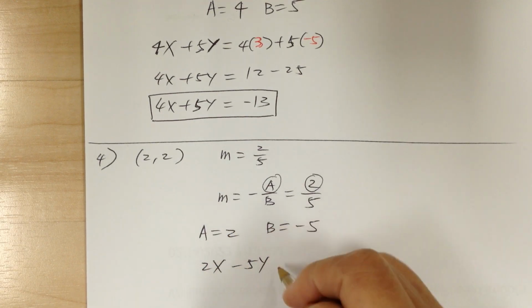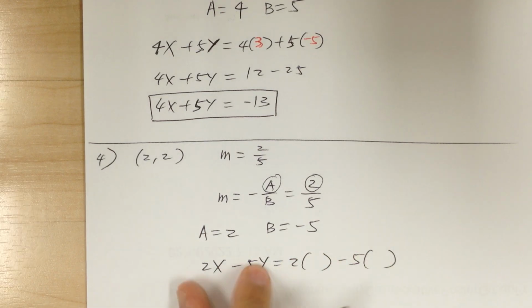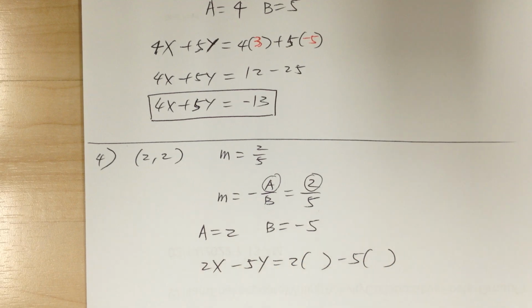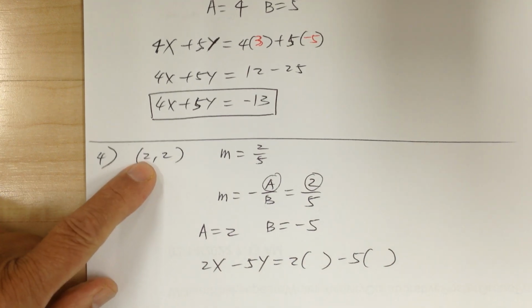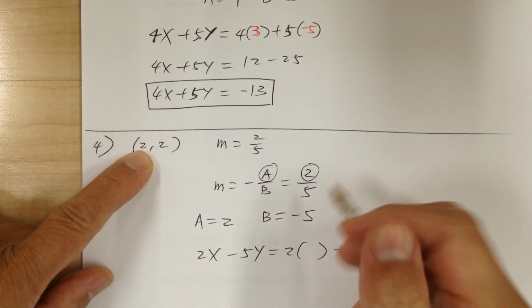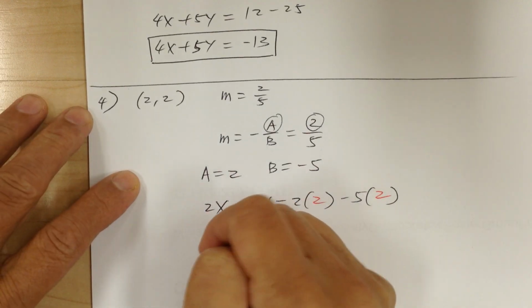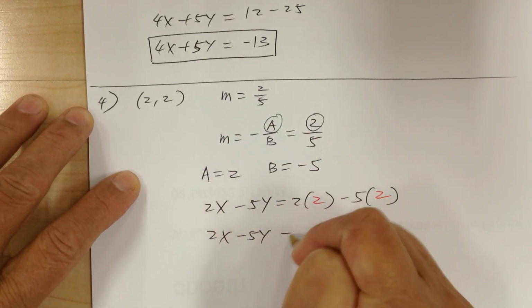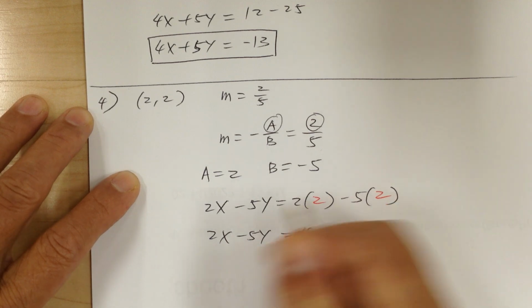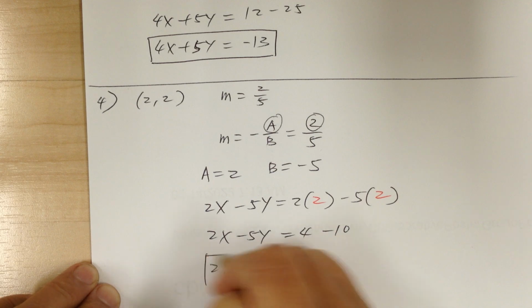2x minus 5y equal to 2 times something minus 5 times something. Whatever you get over here is going to have the same format, and the blank would be the point that you want to go through. You want this line to go through this point, that means you have to put this point in here. This would be 2, 2. After that, just work it out. So 2x minus 5y equal to 4 minus 10, so 2x minus 5y equal to -6.